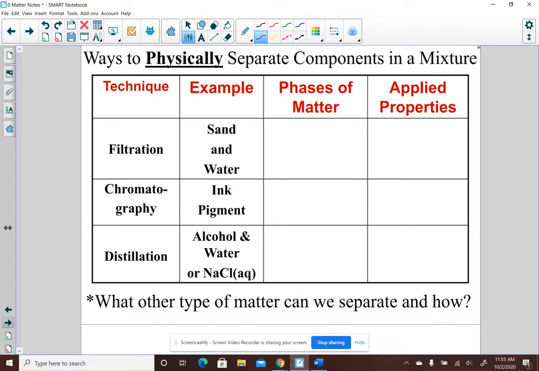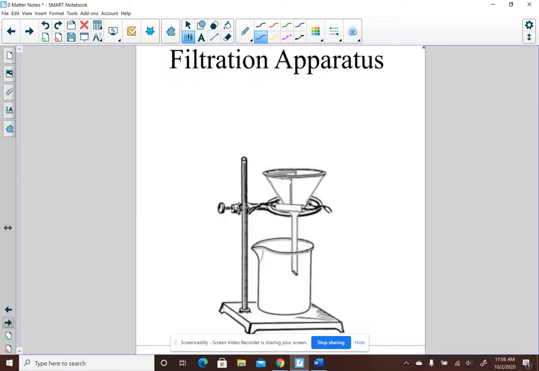We're going to talk about filtration first. Filtration only works when you have a solid and a liquid, so we have something like sand and water. If we look at a diagram, filtration is almost like straining spaghetti. You have spaghetti and water, and when you're getting ready to eat the spaghetti, you dump it through a strainer. The water comes through the holes and the spaghetti stays in the strainer.